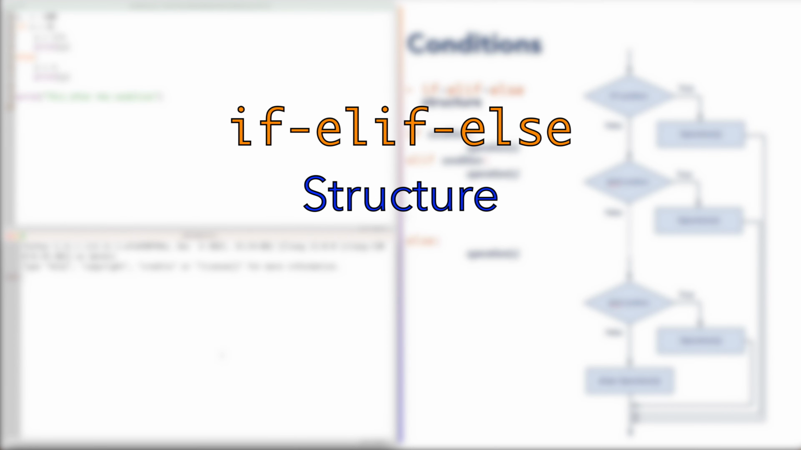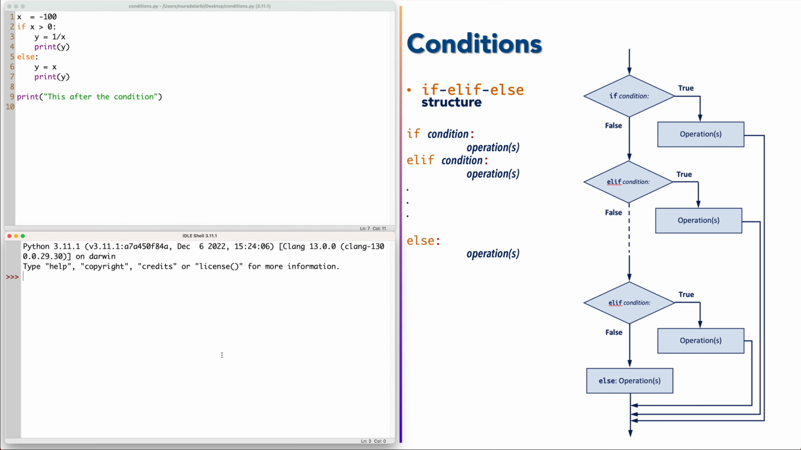The if, elif, and else structure is used if there are multiple conditions and each of those conditions are connected to each other. They're not independent conditions. As you see here on the flow chart, we have the first if condition. If it is true, it goes to a set of operations and then goes down to the rest of the code. So it jumps over all other lines to the end of the code.